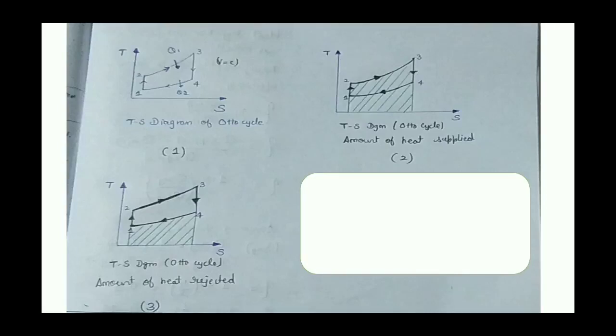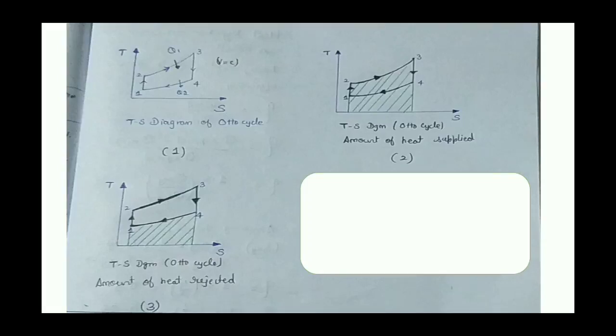Before worrying about the comparison between Otto, diesel and all that, let me first show you how an Otto cycle looks. The first diagram in the picture is the TS diagram of the Otto cycle, which is what we want. PV diagram is for work, TS diagram is for heat, right? So TdS is equal to Q. In the second picture I've shown the TS diagram for the Otto cycle, in which the amount of heat supplied is given. The area under the curve 2-3 is the amount of heat supplied. Similarly, in the third diagram, the area under 1 and 4 is the amount of heat rejected.